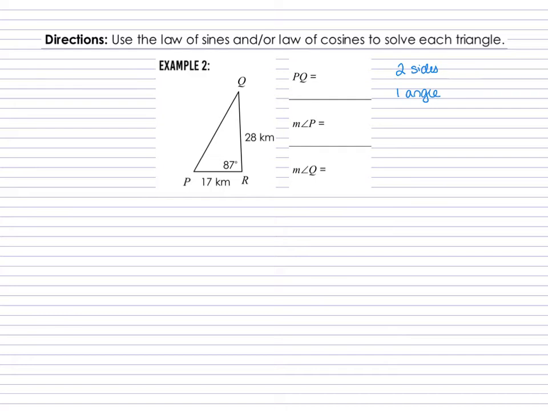So if we look at this problem, angle R is 87 degrees, but we don't yet know what side R is. Since we don't know what side R is, we can't use the law of sines. We don't have the ones that go together for that ratio. So law of sines isn't going to work, which means we're going to default right to the law of cosines.